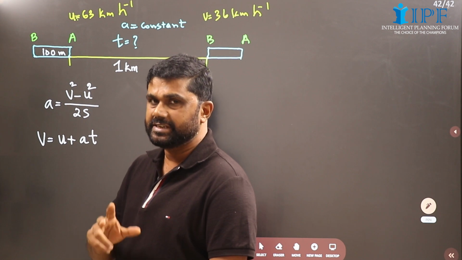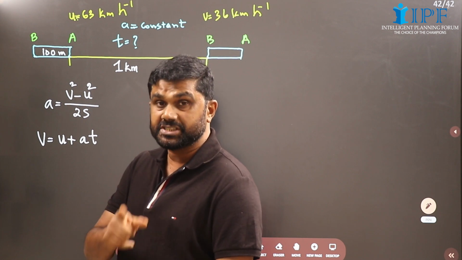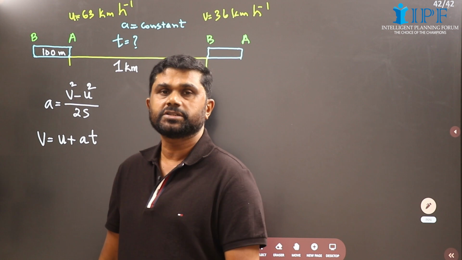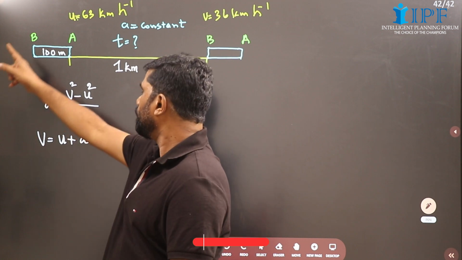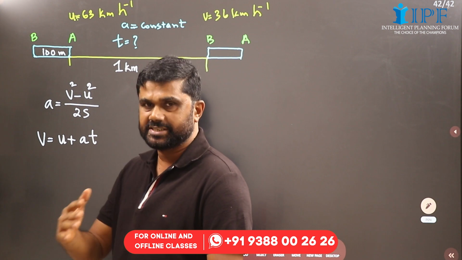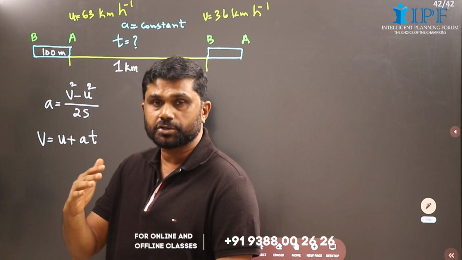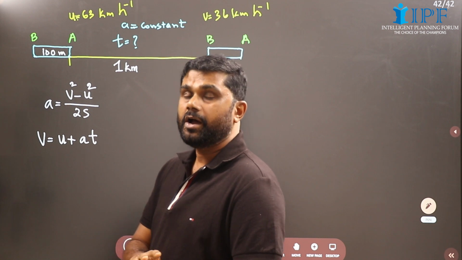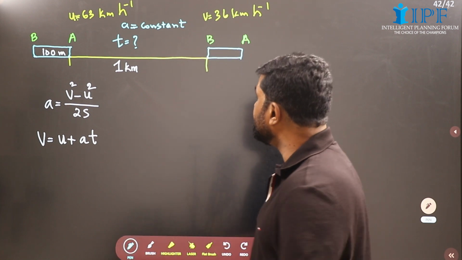Total length of the train is given as 100 meters. Length of the bridge is given as 1 kilometer, or 1000 meters. Okay, so when the front end of the train is at the beginning of the bridge, let us say the train has started to cross the bridge.